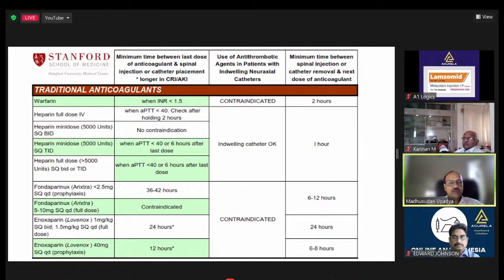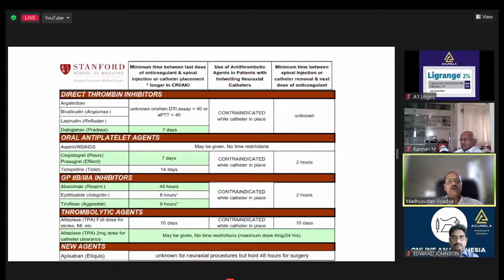And the fondaparinux full dose or prophylaxis, you can restart after about 6 to 12 hours after the surgery or after the catheter removal. And for enoxaparin, after 24 hours, you can restart after the surgery or the catheter removal. And when it is 40 milligrams subcutaneous, you can start about 6 to 8 hours, because subcutaneous obviously will not increase the plasma levels enough to cause bleeding.